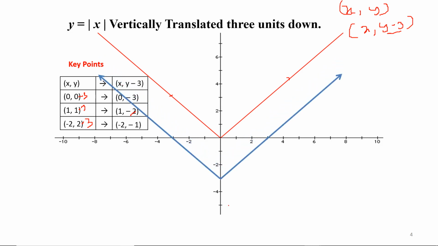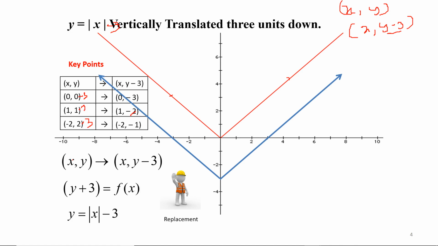Now let us draw the graph. These are the key points. So (x, y) becomes (x, y minus 3). This minus 3 is because it has gone down. X was okay, but y we subtracted by 3 because we are going down. But the function is y plus 3 equal to f(x). And the actual function will become mod x minus 3.